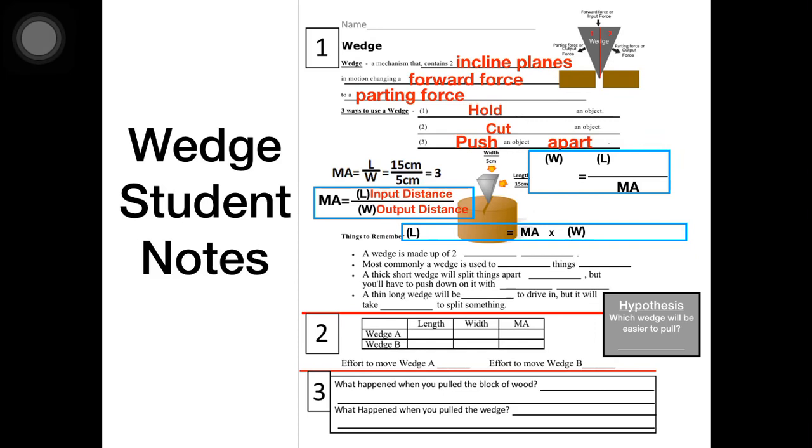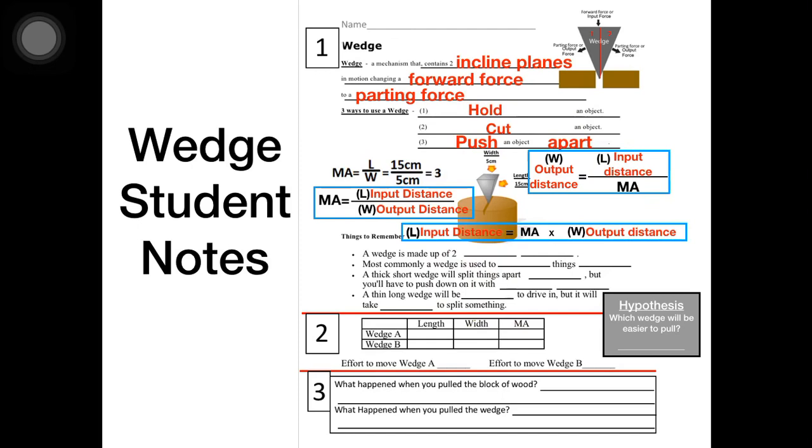Another way to write this formula is output distance equals input distance divided by mechanical advantage. And the last way to write this formula is input distance equals mechanical advantage times output distance. These will be the three formulas you will want to use for your homework.